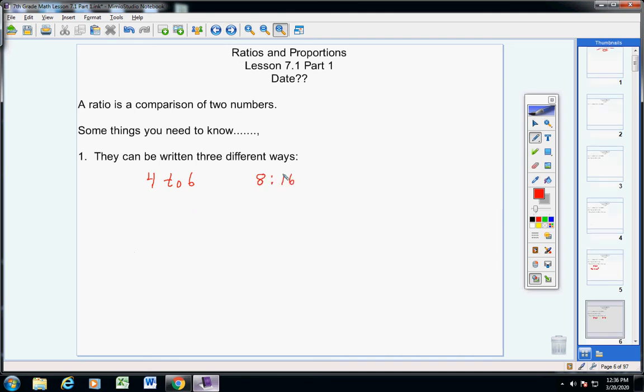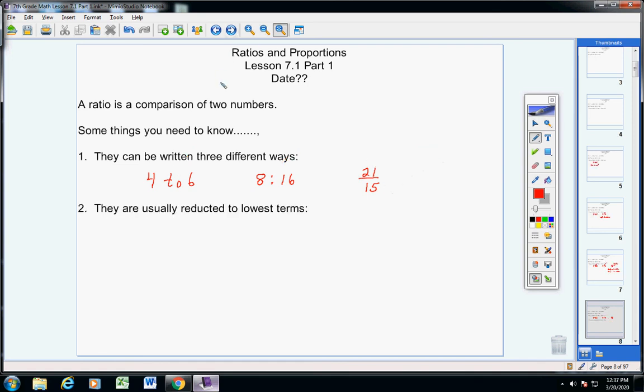They can also be written with a colon like this, and you would read that 8 to 16. Or a ratio can also be written as a fraction like this. You could read this as 21 to 15 if you wanted to, or I have no problem with you saying 21 over 15. So there are three different ways you can write ratios: with the word "to," with a colon, or as a fraction.